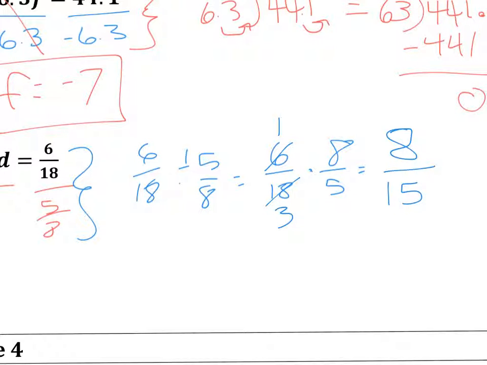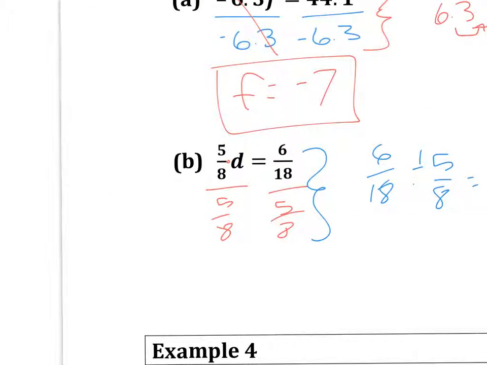8, I can take out a 2 or a 4 or an 8, but I can't take any of those numbers out of 15, so I'm going to take that answer back over to my equation now. The 5/8 cancel, I'm left with D equals, and I got 8/15 as my answer.